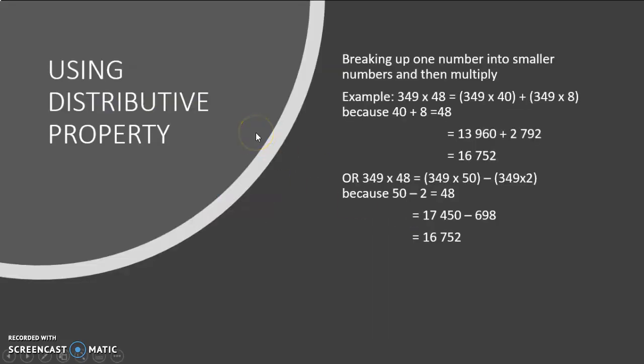Then if we look at using distributive property, what that basically means is we break a number up into smaller numbers and then multiply and add, or multiply and subtract, depending whether we build it up or broke it down. Remember, multiplication, the order does not matter. 2 times 3 is 6, and so is 3 times 2. So here I broke 48 up into 40 and 8, because that will give me 48 if I add it. So I said 349 times 40 plus 349 times 8.